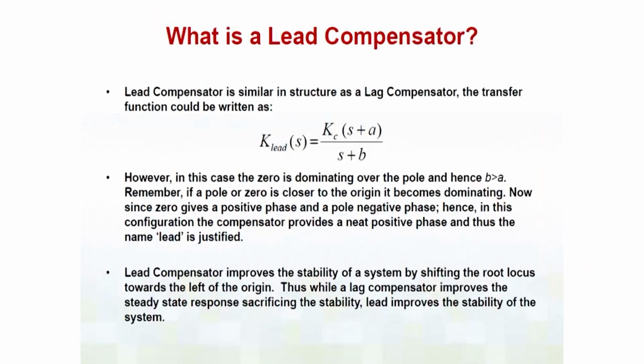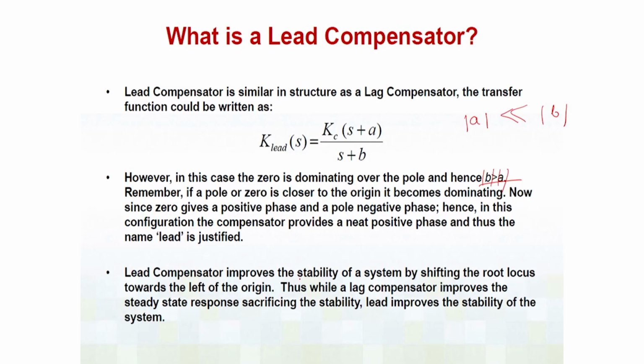Now, let us look at the lead filter, that is what we will be talking about. The lead compensator is similar in structure to the lag compensator, only here the zero will be dominating, which means that the zero will be much smaller than the pole. That is something we have to keep in mind. So that is what I said, that B is to be greater than A, of course in terms of their absolute value, because both of them are appearing on the left hand side. Now, remember, if a pole or zero is closer to the origin, it becomes dominating, and I already told you about it.